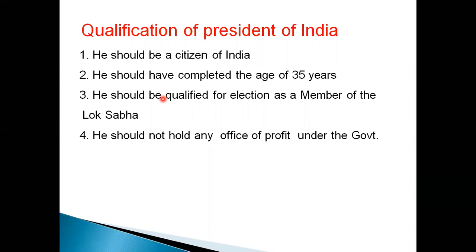Should be a citizen of India, should be at least 35 years of age, should be qualified for election as a member of Lok Sabha, and should not hold any office of profit under the government. Should not be a pauper, should not do any illegal activities, and should not get profit from any central or state government. These are the main qualifications of the President of India.